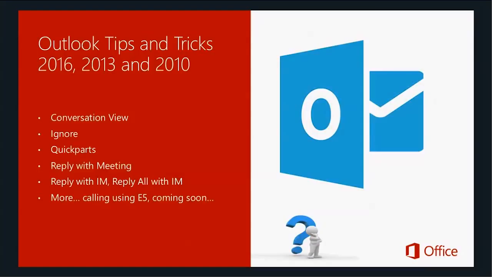You know you need this if you're the kind of person who right-clicks in your inbox and says, find all from same sender, find all messages regarding, because what that's going to do is start to do a search. And the search it's going to give you is essentially Conversation View.